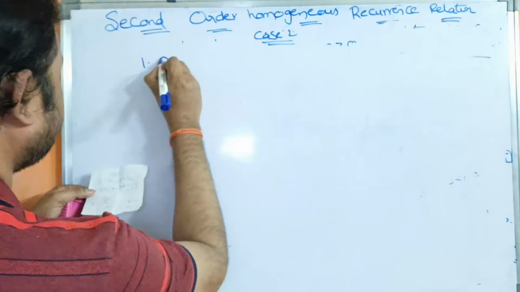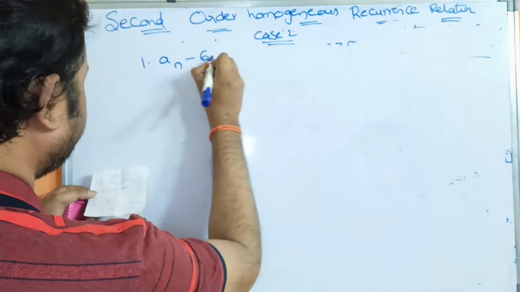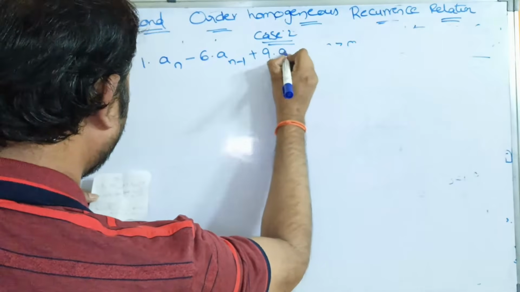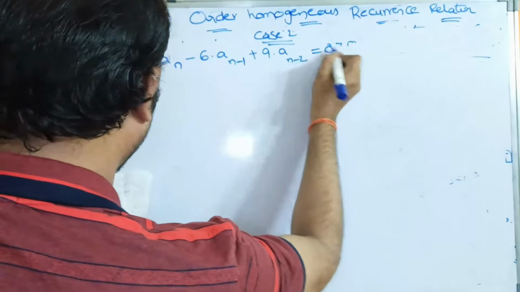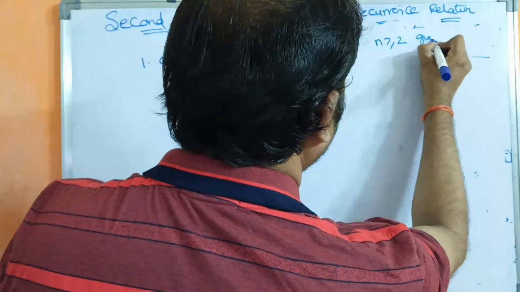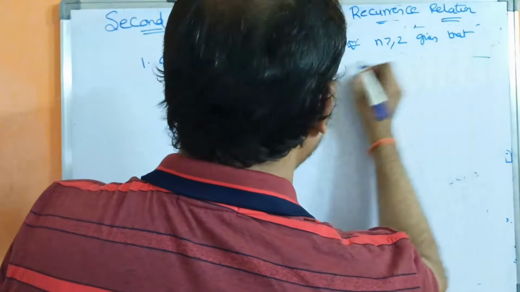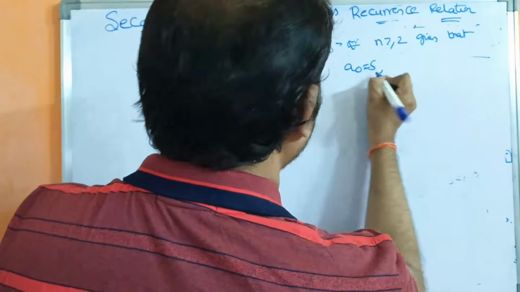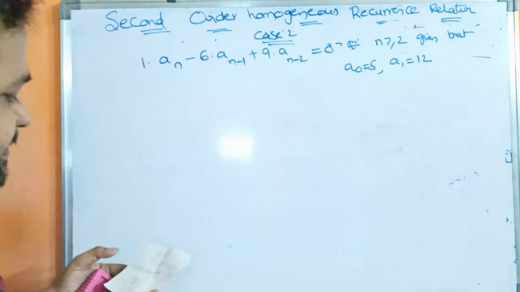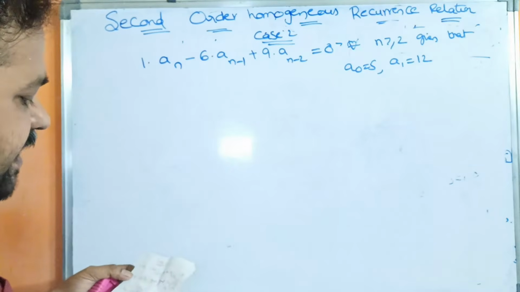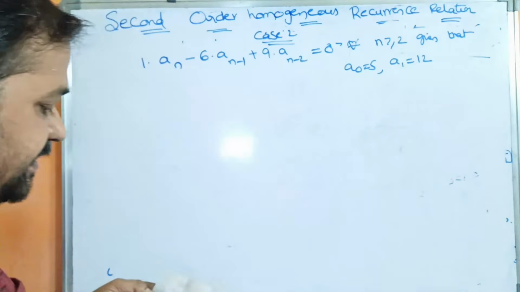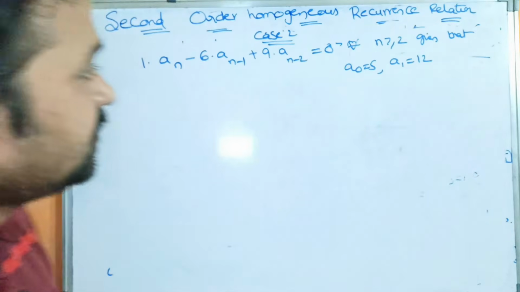Solve the recurrence relation an minus 6 into an minus 1 plus 9 into an minus 2 is equal to 0 for all n greater than or equal to 2, given that a0 is equal to 5 and a1 is equal to 12.